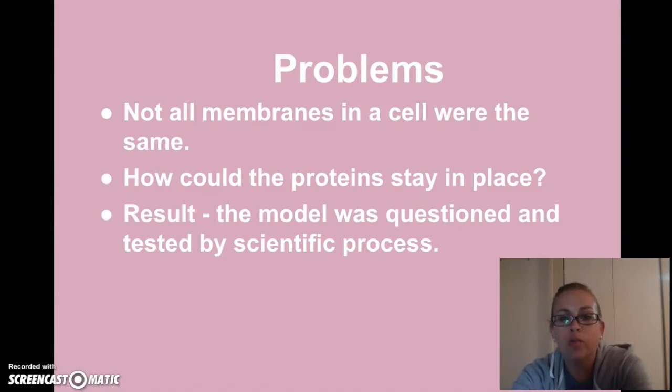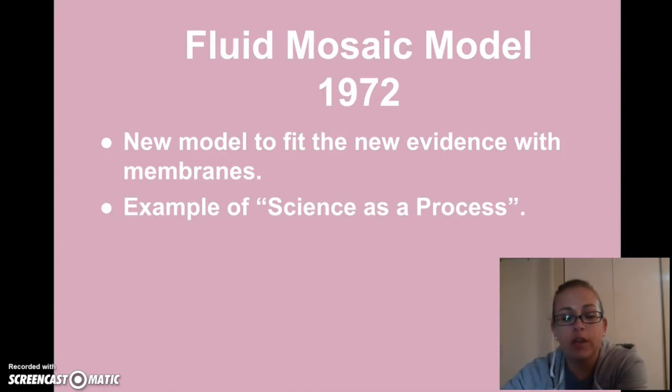Problems with this model, though, were that not all cell membranes were the same, and there was just this idea of how the proteins were staying in place if they were just laying on top of and right below that phospholipid bilayer. So essentially this model was questioned and we had some more scientific evidence. In 1972, this is when we see the fluid mosaic model, and this is a new model that fits the evidence that we have of what membranes look like, and this is a really good example of science as a process and how we question things that we think we know, come up with new ways of testing it, and gain more information.